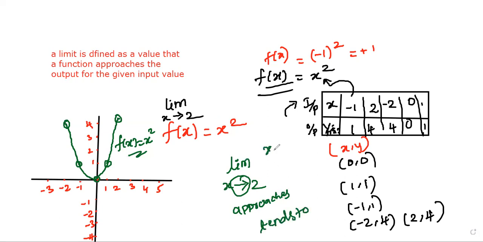Please be clear with that. X approaches 2 means it is not x is equal to 2. It is approaching 2. What do you mean by that? Just focus on the x in the x-axis. This is 2.